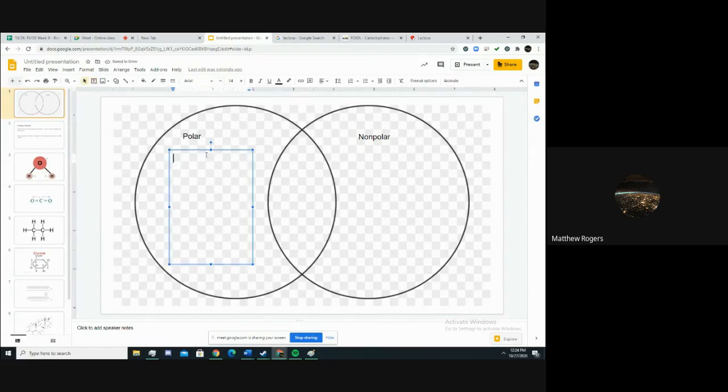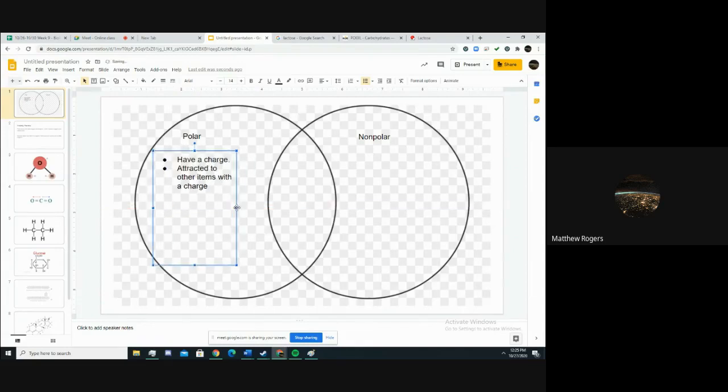So polar things have a charge. Since they have a charge, they are attracted to other items with a charge. So awesome. So those are the first two big ones. And we have to remember about these things, okay? So polar has a charge and it's attracted to other items with a charge. All right. Good start.